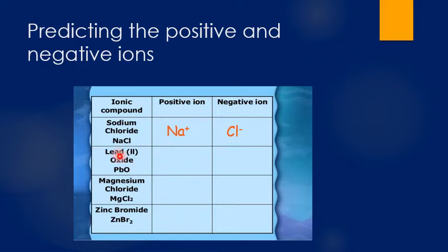So here we have lead and oxygen. Lead is your positive ion, good job. And oxygen is your negative ion. What about magnesium and chloride? Yes, magnesium is a positive ion, whereas chlorine is your negative ion. Next, zinc and bromine. Zinc forms your positive ion, all right? And then bromine forms your negative ion, okay? Keeping in mind that zinc's charge is going to be positive too.